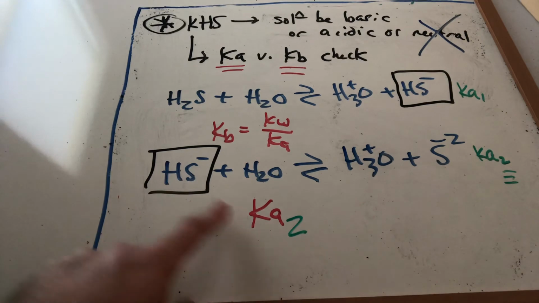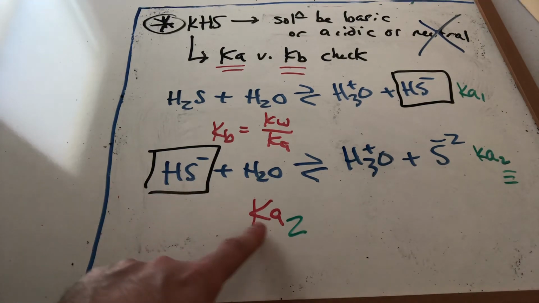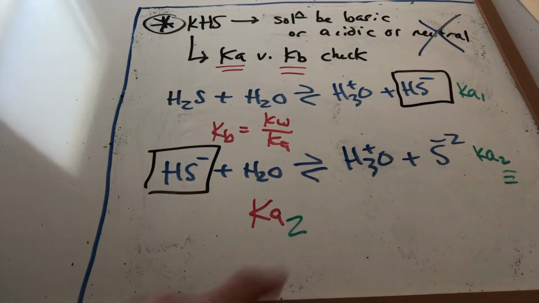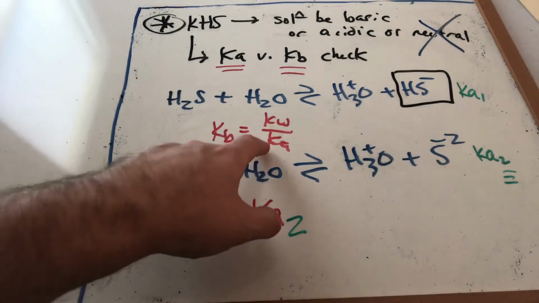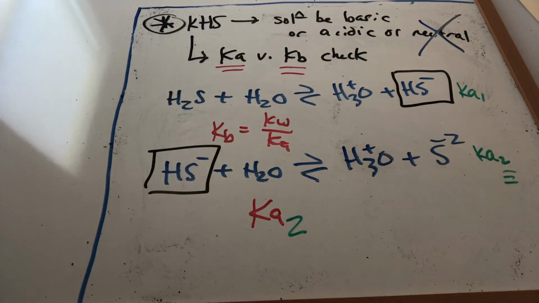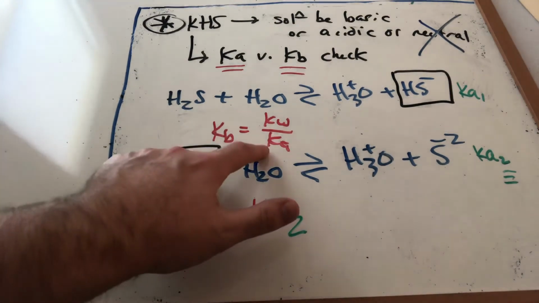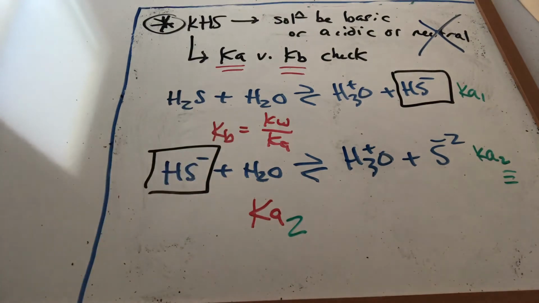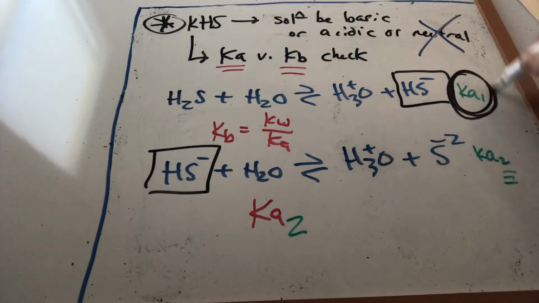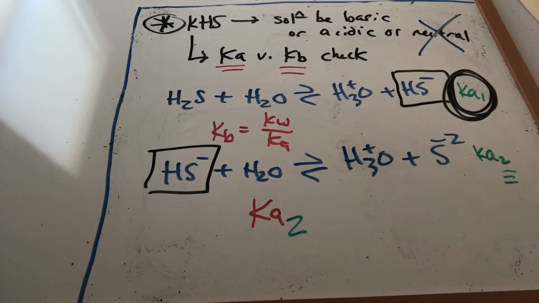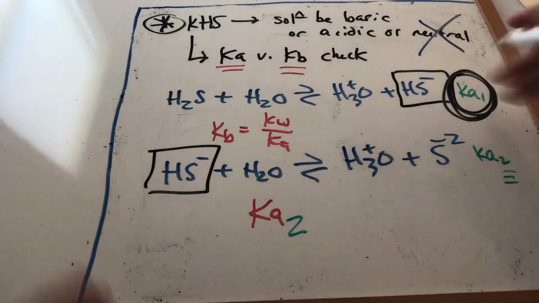So if you can identify that this has a Ka that is Ka2, what you're going to remind yourself is you never use this Ka to divide, right? The Ka that you use to divide and get a Kb comes from the equation where that species that you're trying to analyze is on the side as a base.